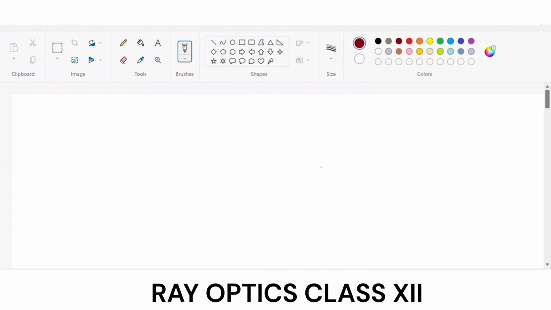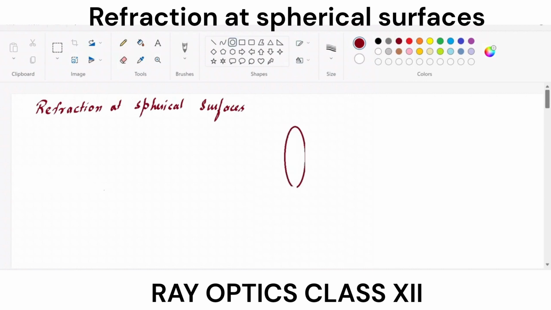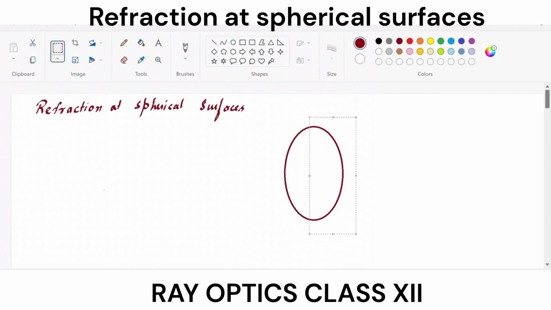So let's start with our first derivation, that is refraction at spherical surfaces. Basically what is happening in refraction at a spherical surface is, you have a spherical surface like this.